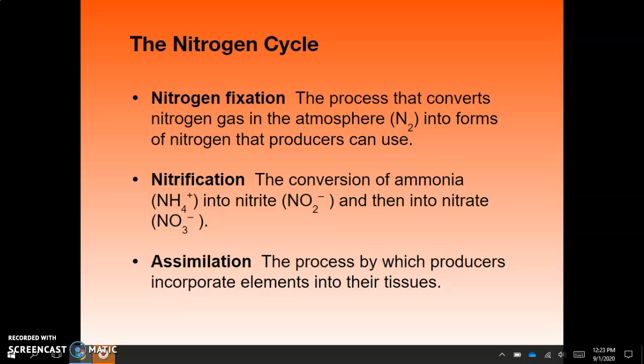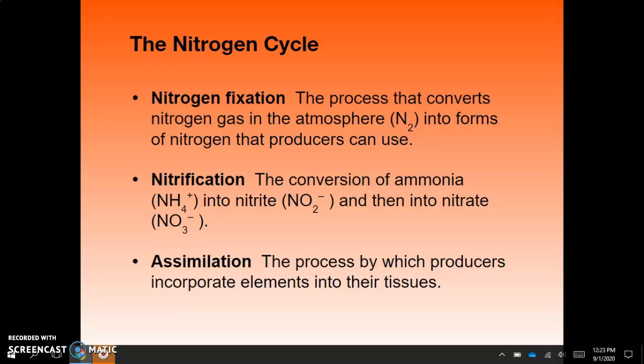During nitrification, we have the conversion of ammonia, NH4+, into nitrite, NO2-, and then into nitrate, NO3-. So during nitrogen fixation, we're converting gas in the atmosphere into forms of nitrogen that producers can use. In nitrification, we're converting from ammonia to nitrite and then to nitrate.